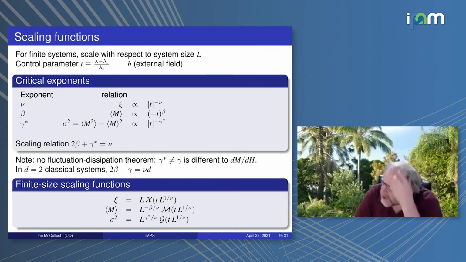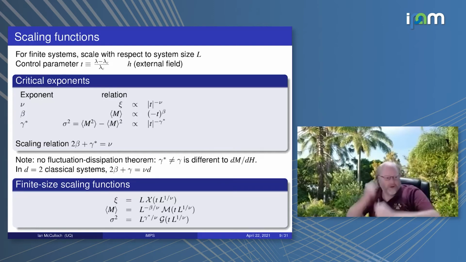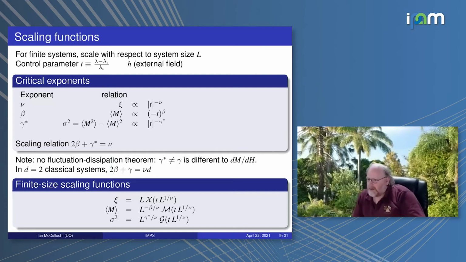And we have a scaling relation that these are all connected, that 2 beta plus gamma star is equal to nu. And just to emphasize at this point that we're looking at 1D quantum systems, we don't have a fluctuation dissipation theorem, which in 2D classical systems would tell us that the variance is simply related to the derivative of the magnetization as I impose an external field. We don't have a fluctuation dissipation theorem in 1D, or at least not in the same form. So the version of this scaling relation for 2D classical systems would be 2 beta plus gamma is equal to nu times the dimension, which would be 2.